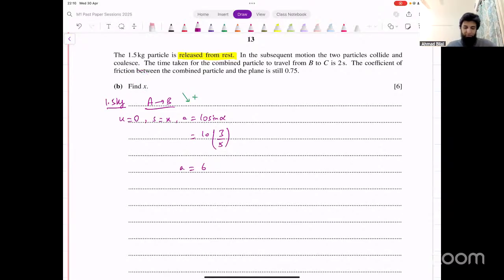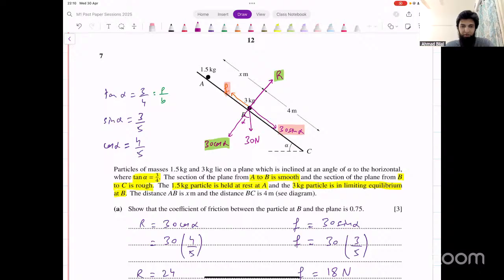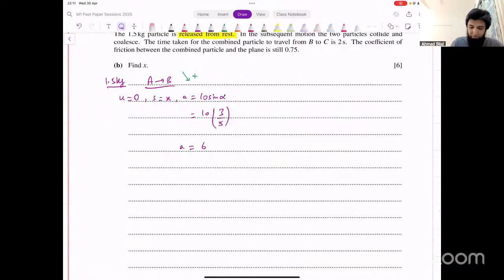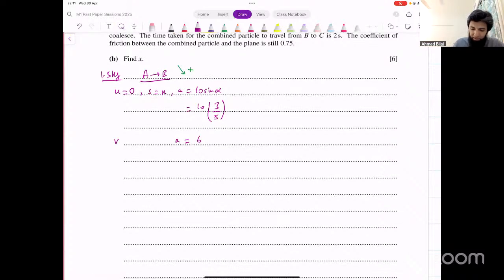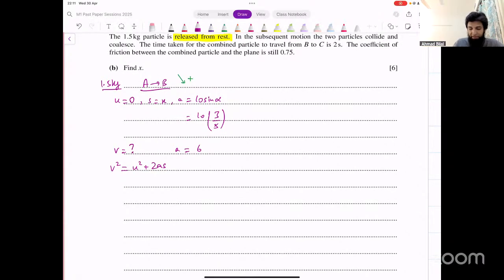Since at point B this particle is going to collide with the 3 kg particle, we need the velocity of this particle. What's the final velocity at the point B? Can we find that in terms of x somehow? Let's find that velocity in terms of x. V is what we're trying to find out. What equation connects V, u, a, and s? V squared equals u squared plus 2as. I'm finding this because I need to use conservation of momentum when they collide, so I need the speed at which it hits the other particle.